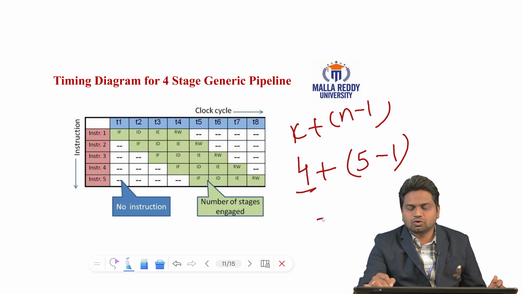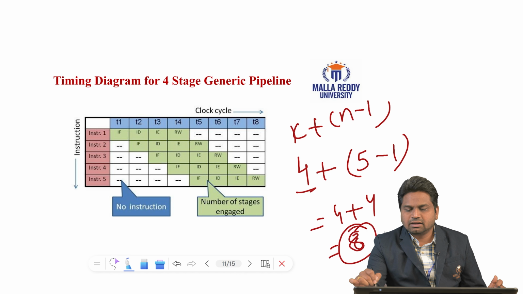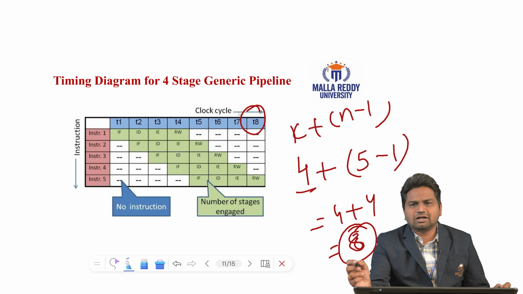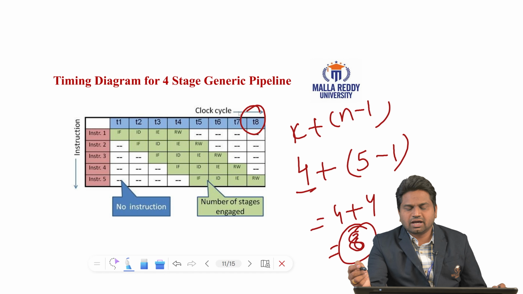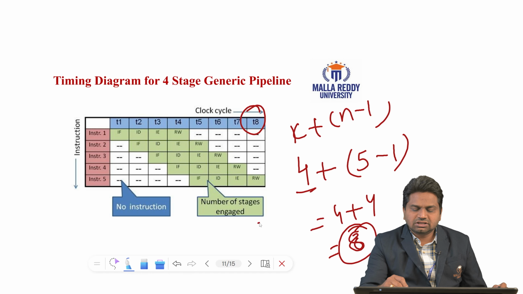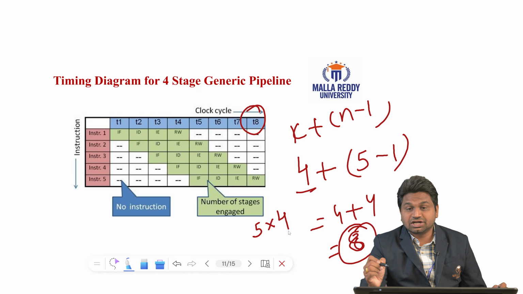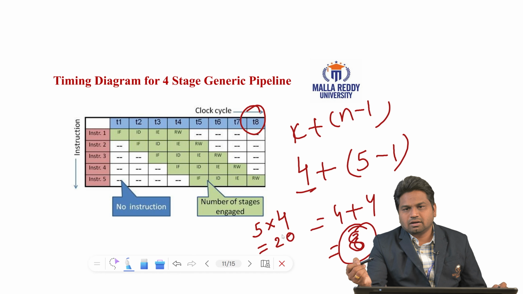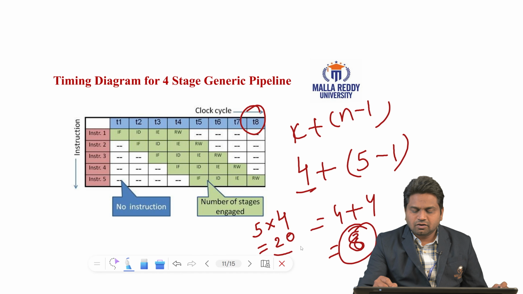5 minus 1, so 4 plus 4 is equal to 8 clock cycles. Observe here, this is the 8 clock cycles of time. Actually, if you go with non-pipelining, how much time is this going to take? Each of the 5 instructions multiplied by 4. 5 instructions, each instruction will go through the 4 stages, right? So 5 fours are 20 clock cycles of time. But we are avoiding this 20 clock cycles of time, and we are getting the execution done in only 8 clock cycles.